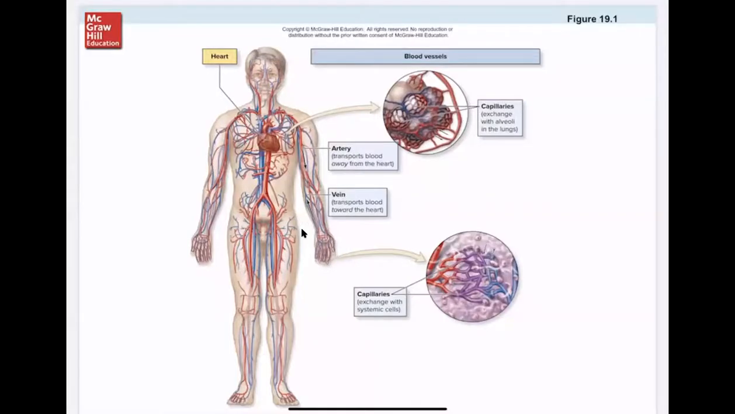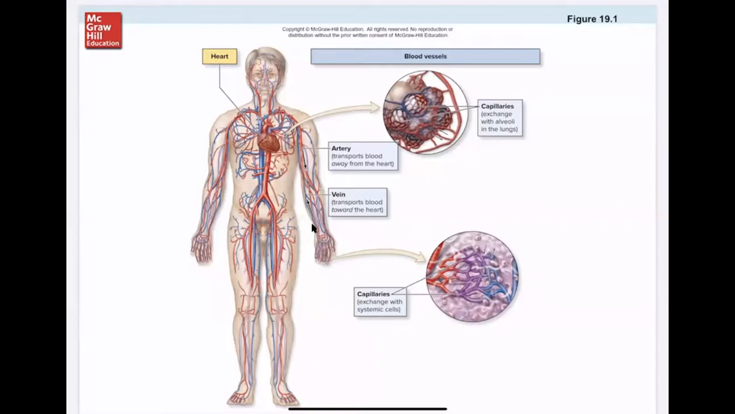Okay, so we're going to be talking about chapter 19 today, and that is the second part of the cardiovascular system, and we're going to be focusing on the heart right now. Let's talk about what is the major function of the cardiovascular system first.